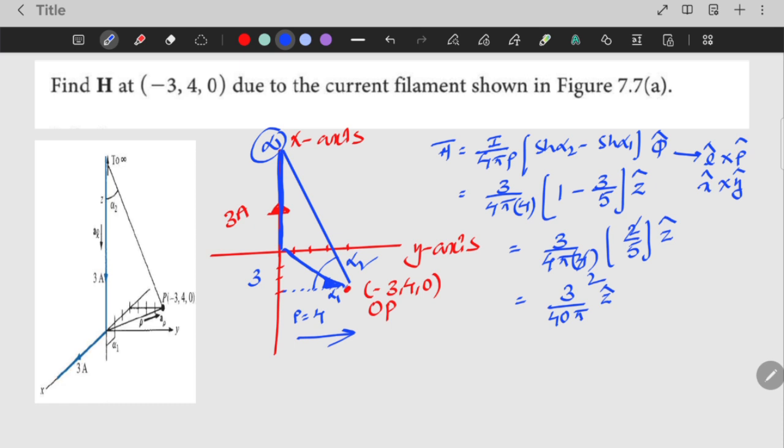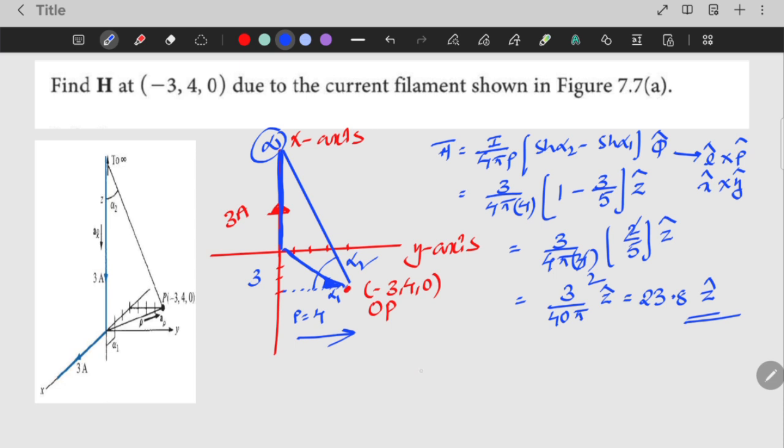So if you calculate this, what will we get? It is 3 by 40 pi into 5, so we got 23.8 z cap. You may have a doubt regarding sin alpha 2.